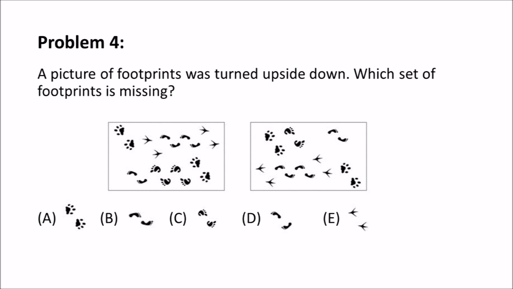Problem 4 reads, a picture of footprints was turned upside down. Which set of footprints is missing? And the answers are the pictures below, which are different types of footprints.